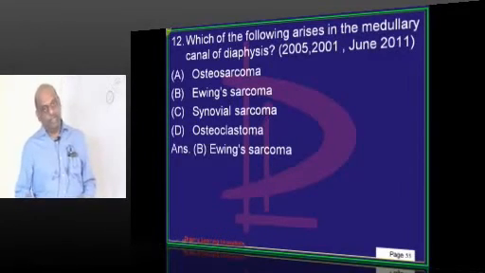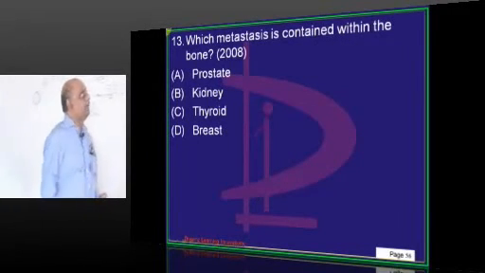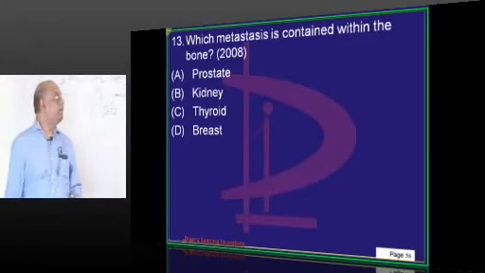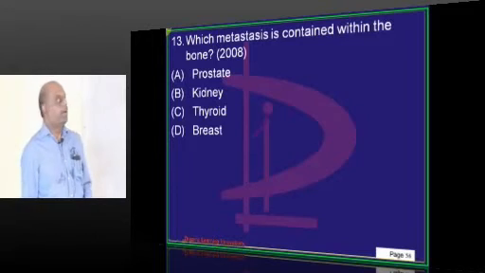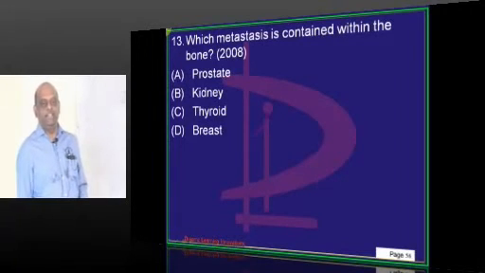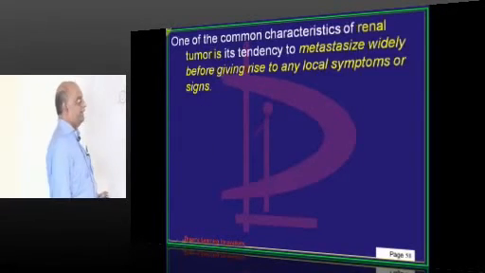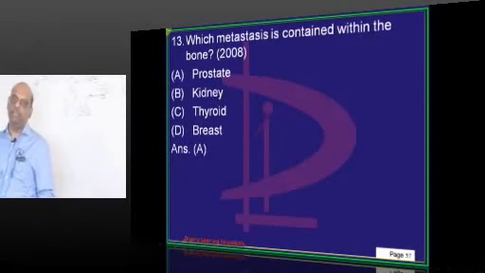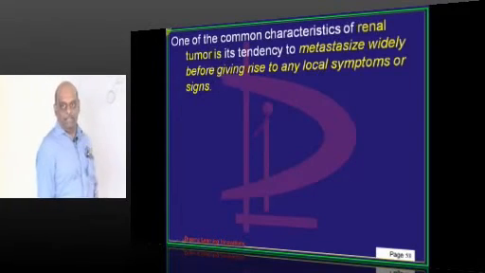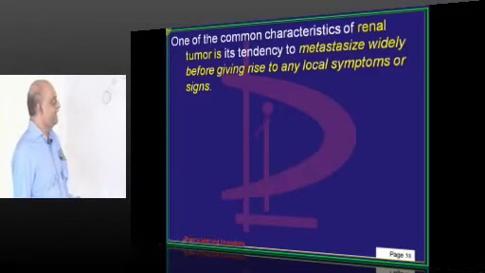Female officer, Ewing's sarcoma. Which is contained within the bone? Which metastasis is contained within the bone out of all this? Actually, what is the meaning of contained within the bone? Osteoblastic. So, prostate. Actually, breast also is osteoblastic, as much as lymphoma. Anyway, prostate is being given, that is the king of all osteoblastic secondaries.